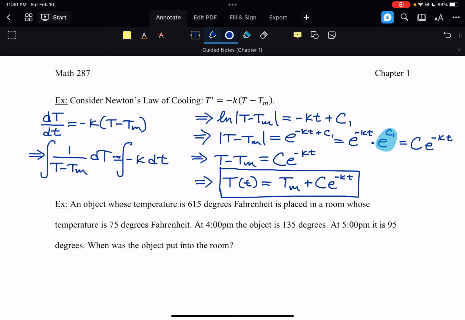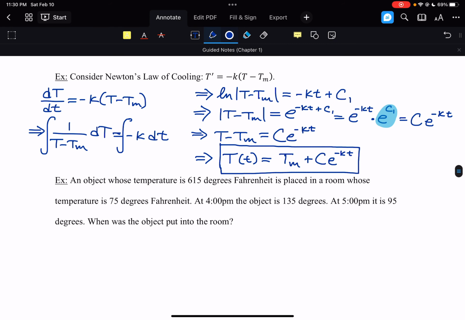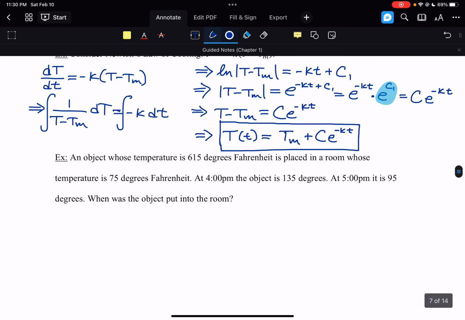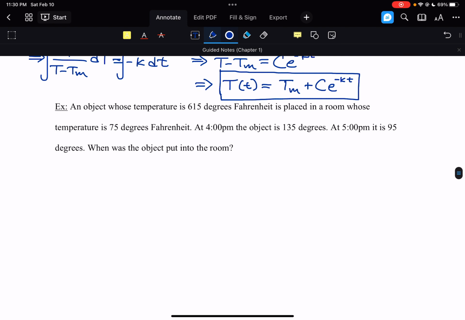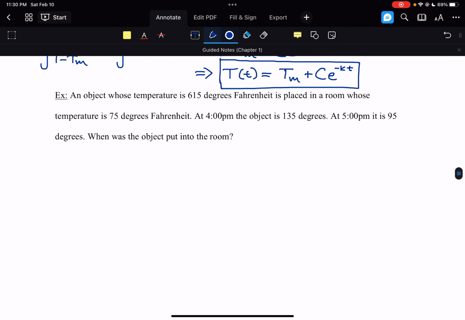So in this example right here, an object whose temperature is 615 degrees Fahrenheit is placed in a room whose temperature is 75 degrees Fahrenheit. At 4 p.m., the object is 135 degrees. At 5 p.m., it is 95 degrees. When was the object put into the room?